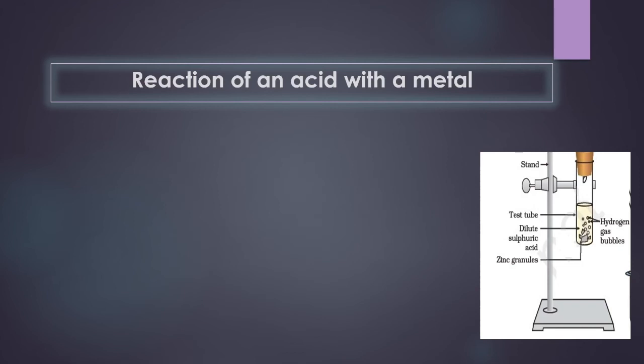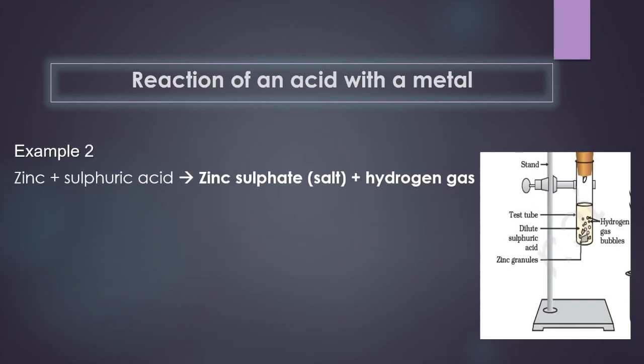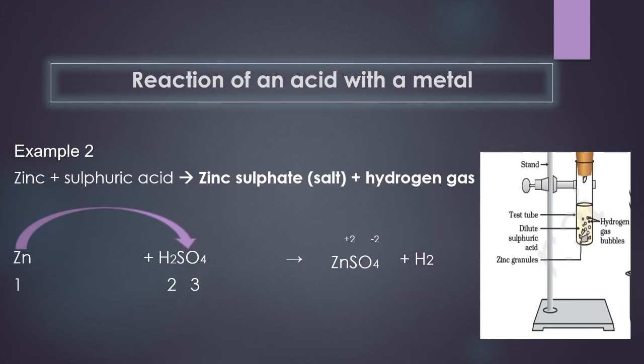Our second example of the reaction between acids with metals is the reaction between zinc and sulfuric acid. Zinc and sulfuric acid react to give us zinc sulfate and hydrogen gas. Our chemical formula for this example is Zn for zinc plus H2SO4. Number 1 will bond with number 3 to give us ZnSO4, which is zinc sulfate, and H2, which is hydrogen gas. You can have a look at the image over here. We have small zinc particles that react with the sulfuric acid, and the products are the hydrogen gas bubbles, which can be seen over here.